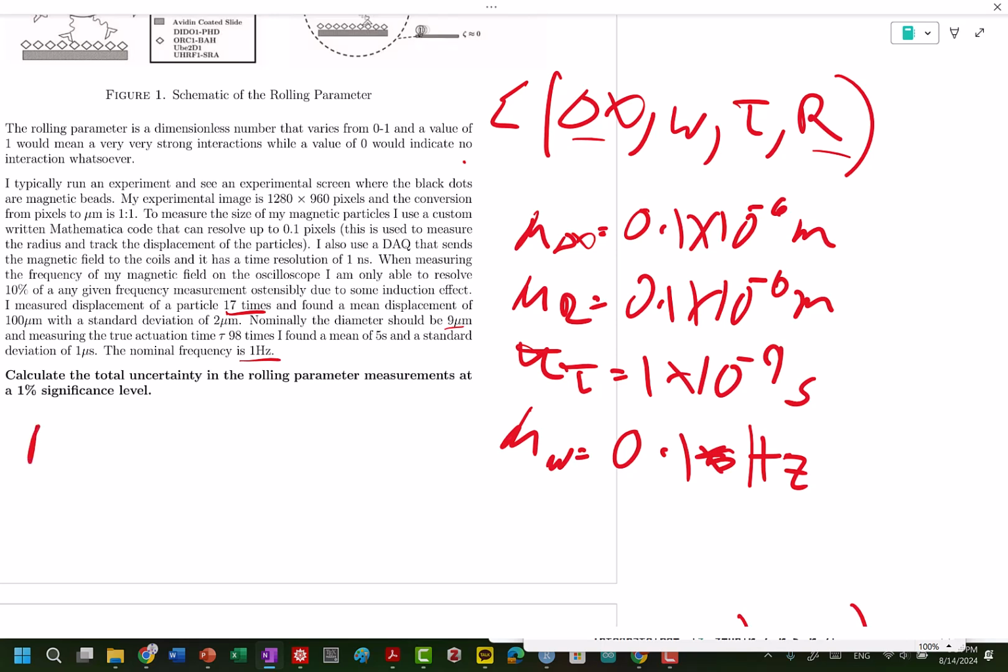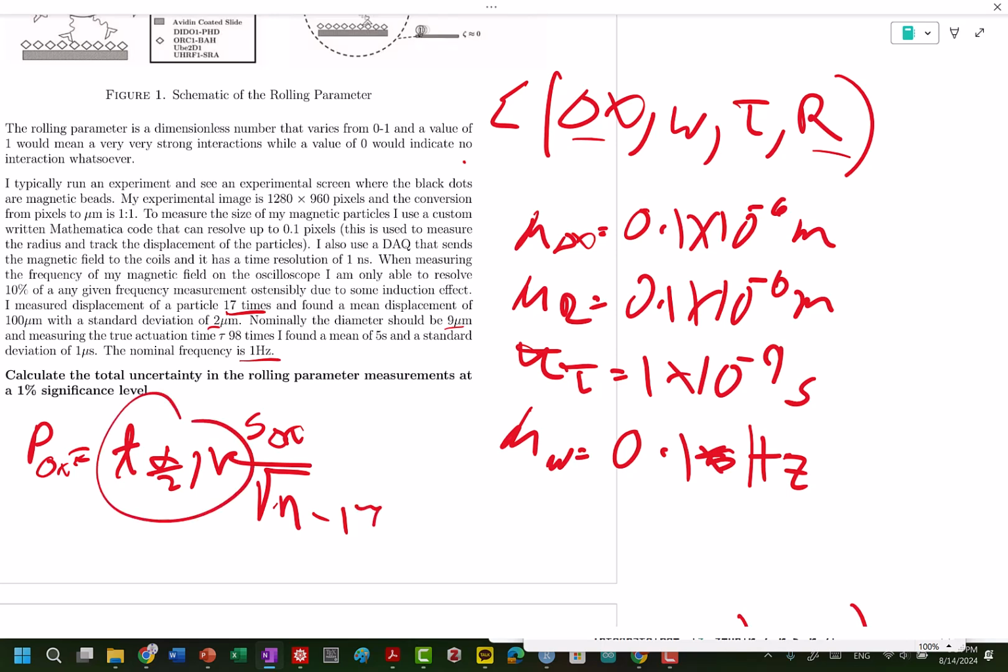So there is going to be some precision error in the displacement delta x, and that's just going to be equal to my t alpha over 2 nu times my standard deviation, which is given here in delta x, over square root of n, which is 17. And then we're going to find this value here. Excellent. Nominal diameter should be this.